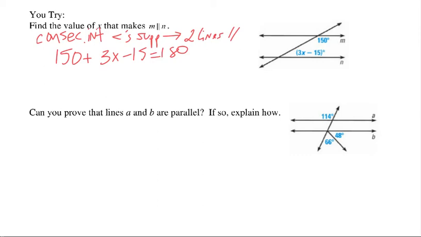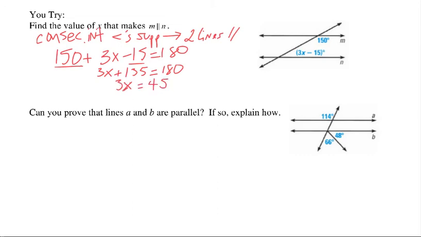And then when you solve for x, you should combine your 150 and minus 15 together first to get 135. Then when you subtract 135 from both sides, you get 45. And lastly, we need to divide by 3, so we get x equals 15.